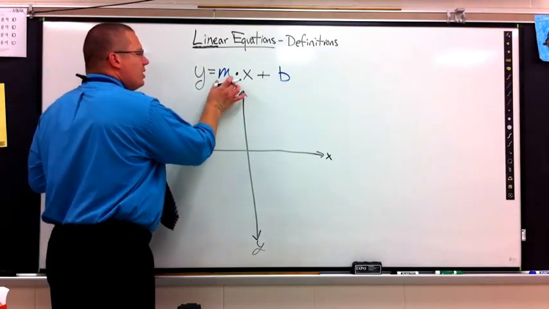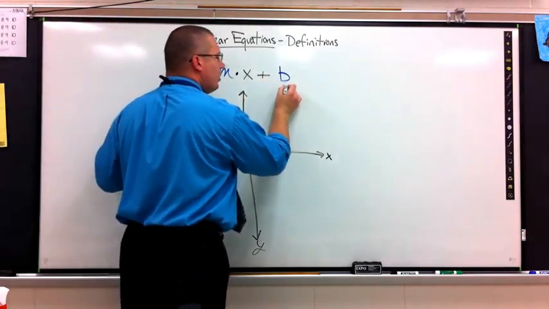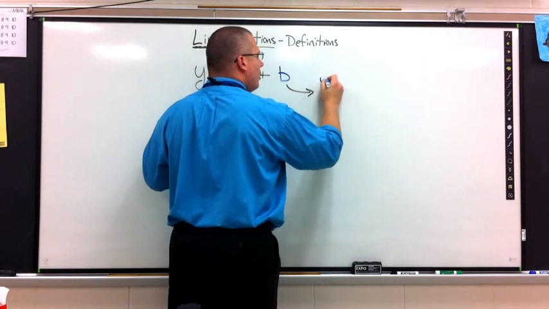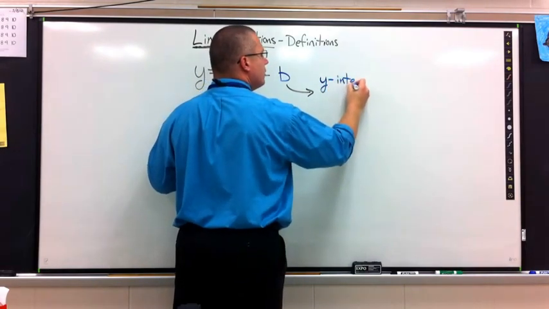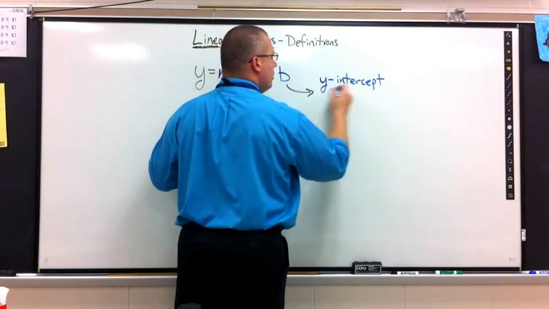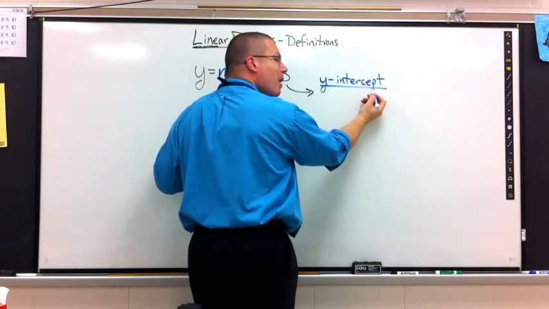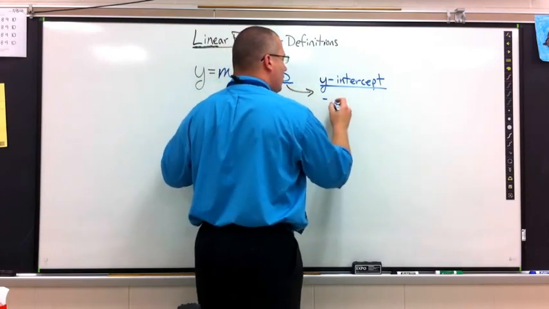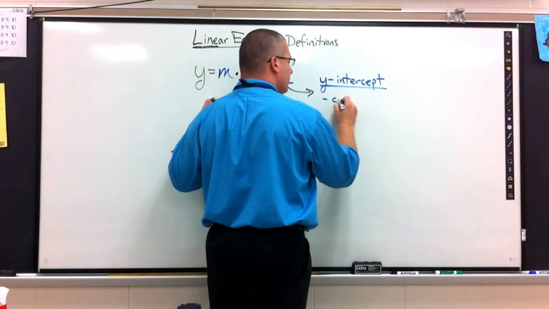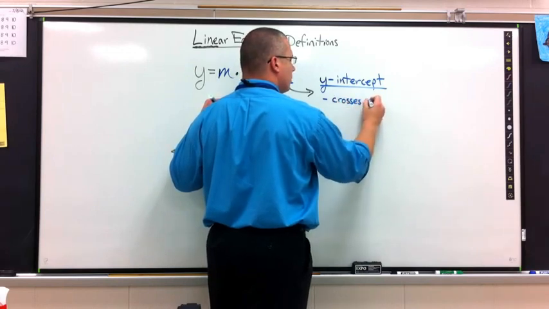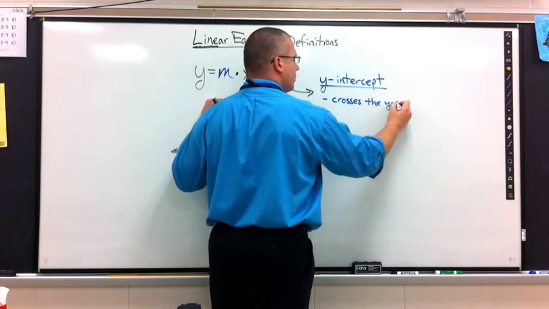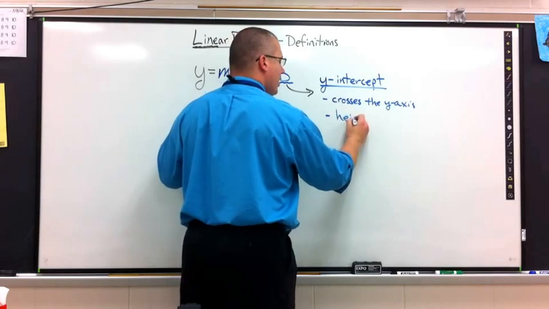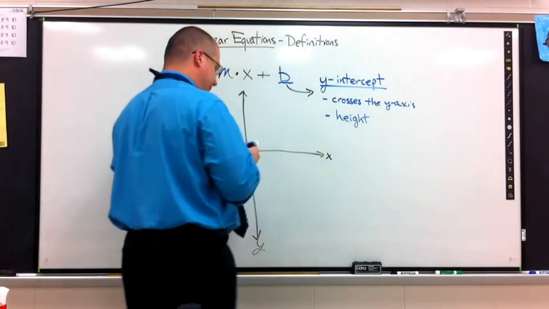So what I want to be able to do is take a look at what these two things mean. Let's take a look at the b first, the added number. This is called the y-intercept. Now notice it's not y-intersect, but it might as well be called intersect, because this number tells me where my line crosses the y-axis. In other words, it is the height of the line.